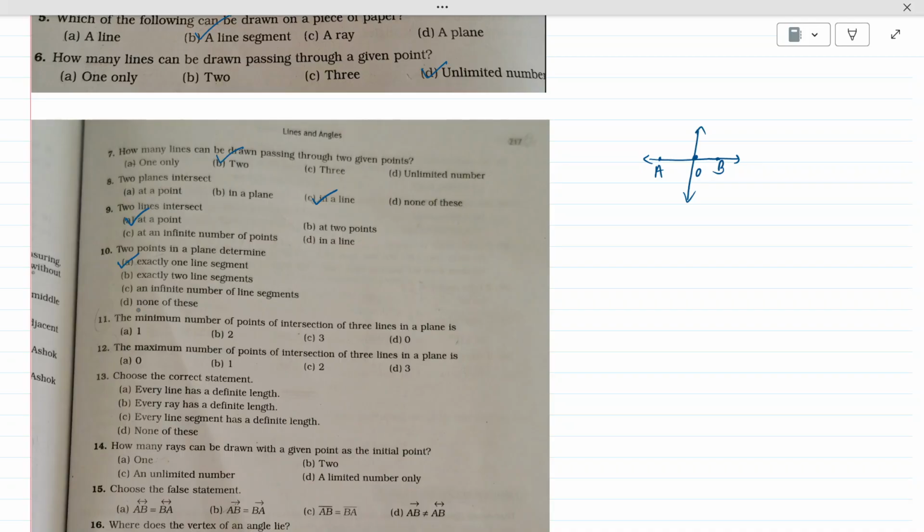Next is, the minimum number of points of intersection of three lines in a plane. Supposedly we have three lines, which I'm marking as line 1, line 2 and line 3. We have three lines in a plane. What is the minimum number of points of intersection of three lines in a plane? The answer will be 0 for minimum, because they may never intersect each other. They can always be parallel to each other and go on infinitely in both directions. So the answer is D for the minimum number.